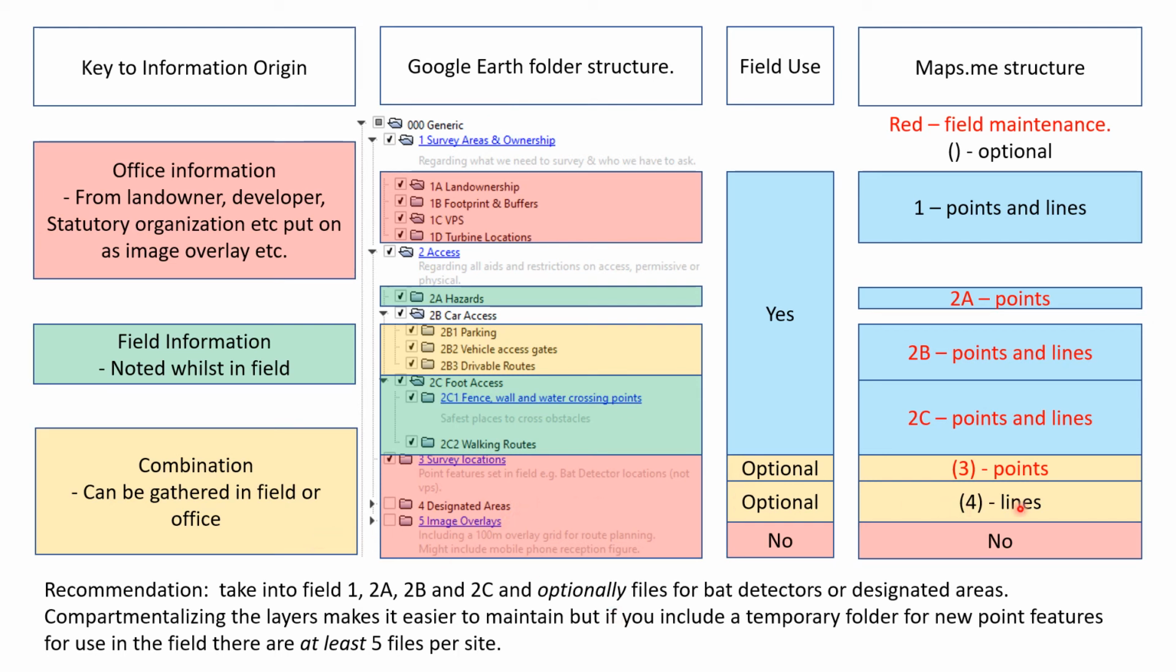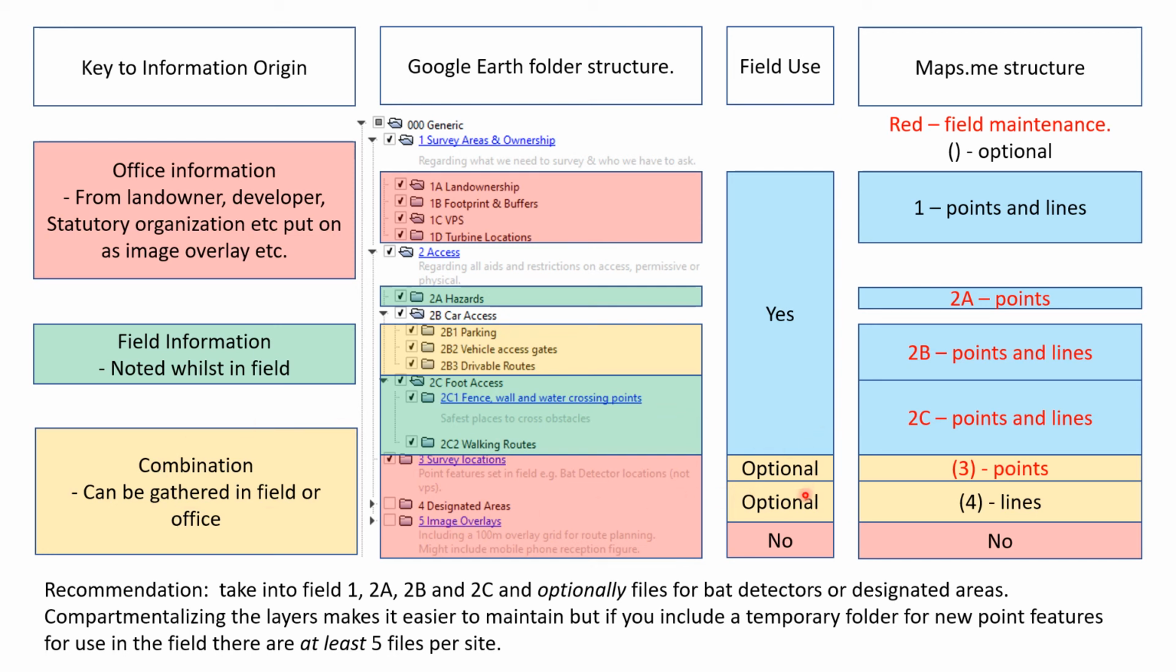So some features will be optional. For instance, you might not necessarily be very interested in taking designated areas with you into the field. It might be for a certain site you don't have bat detector locations, for instance, so perhaps you're not going to take this one with you.